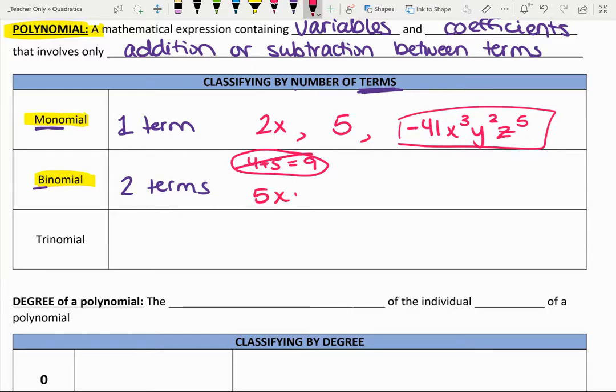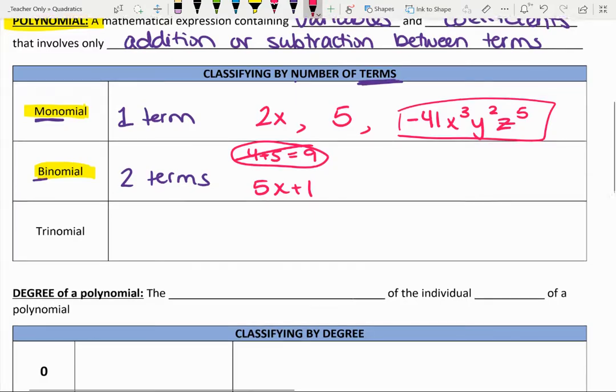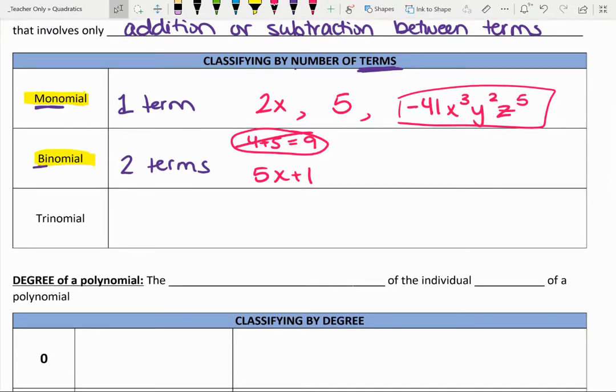So something like 5x plus 1. An x and a constant are not like terms. They cannot be combined, so this is a binomial. It could also be something like x squared plus x. Even though they both have x's, the exponent on the x squared is different than the x, so they're not like terms. One more example here: how about something like 3x squared minus 5? It doesn't matter what the coefficient or variable or exponent is, as long as there's two of them and they're not like terms, we call it a binomial.